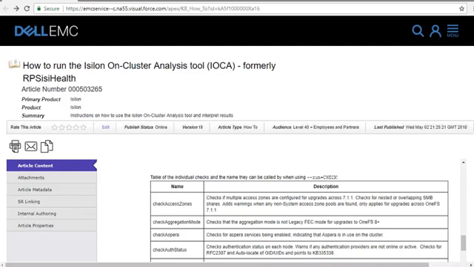The latest details and information about the Isilon on cluster analysis tool can be found at https://support.emc.com/kb/503265. That's Knowledge Base article 503265. When running the Isilon on cluster analysis tool, please always ensure that you are running the most recent version to ensure that you are performing the most up-to-date checks on the cluster where it is being ran.